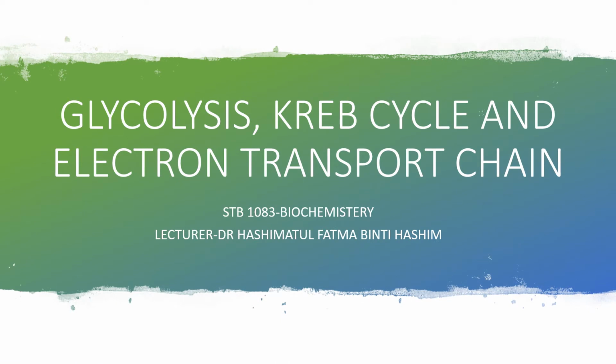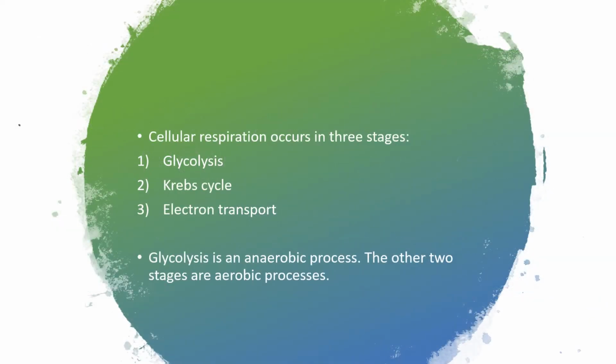Hi everyone, today I represent my group members to explain about glycolysis, Krebs cycle, and electron transport chain. Cellular respiration occurs in three stages, which are glycolysis, Krebs cycle, and electron transport. Glycolysis is an anaerobic process, while Krebs cycle and electron transport are aerobic processes.